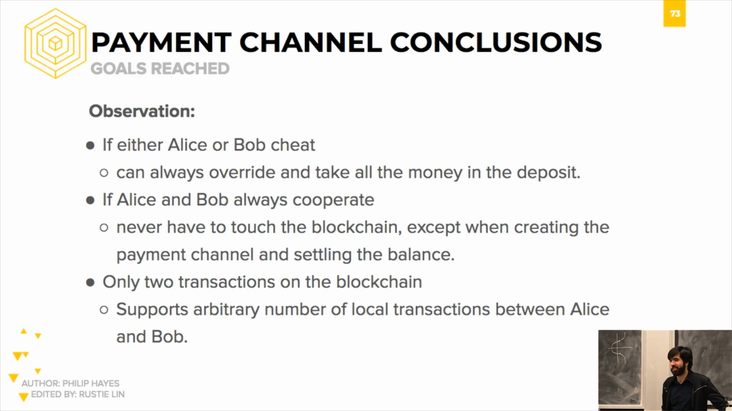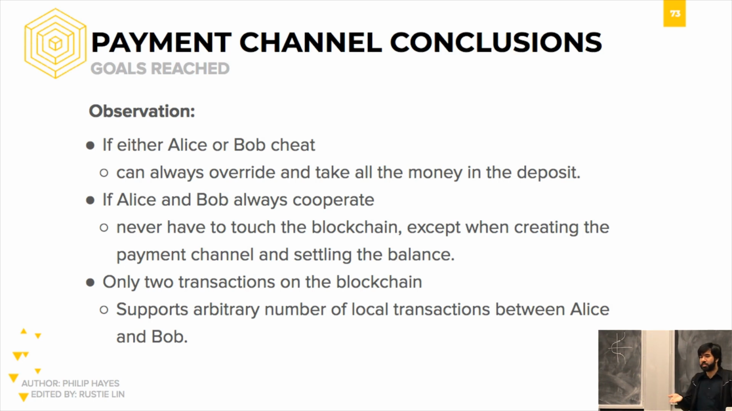Where's everything deposited? That's a good question. Everything is deposited between Alice and Bob's local computers or local wallets. So only those two are able to see the information as well. So this is also a privacy advantage, but we see it more as a scalability solution.